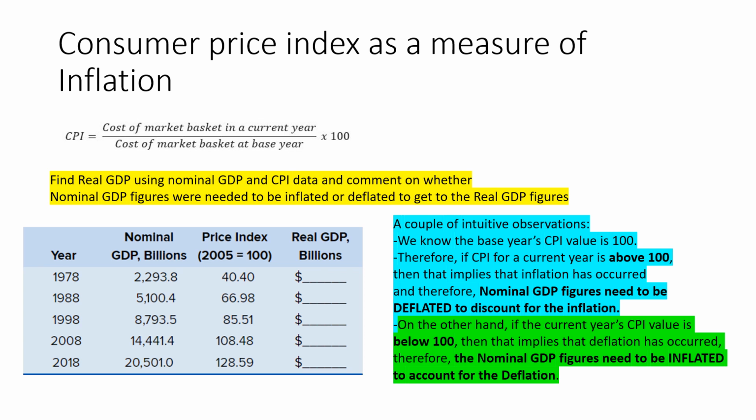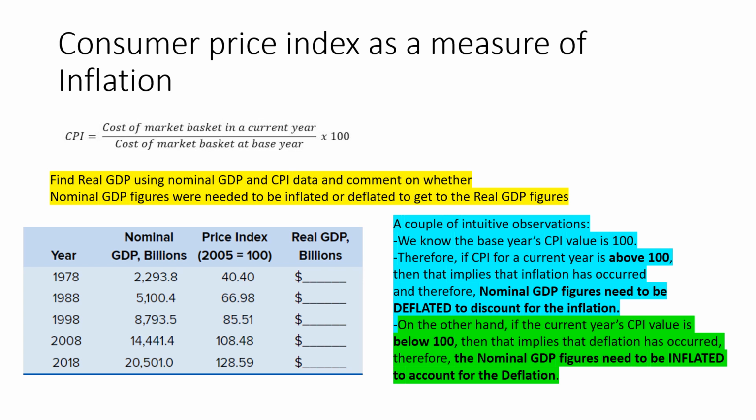On the other hand, years such as 2008, 2018, etc., which are later years than 2005, we saw that inflation has occurred, right? 108.48, 128.59, etc. For those years, nominal GDP numbers look bigger due to that inflation, right? So to get the real GDP for those years where price indices are above 100, we need to deflate those numbers.